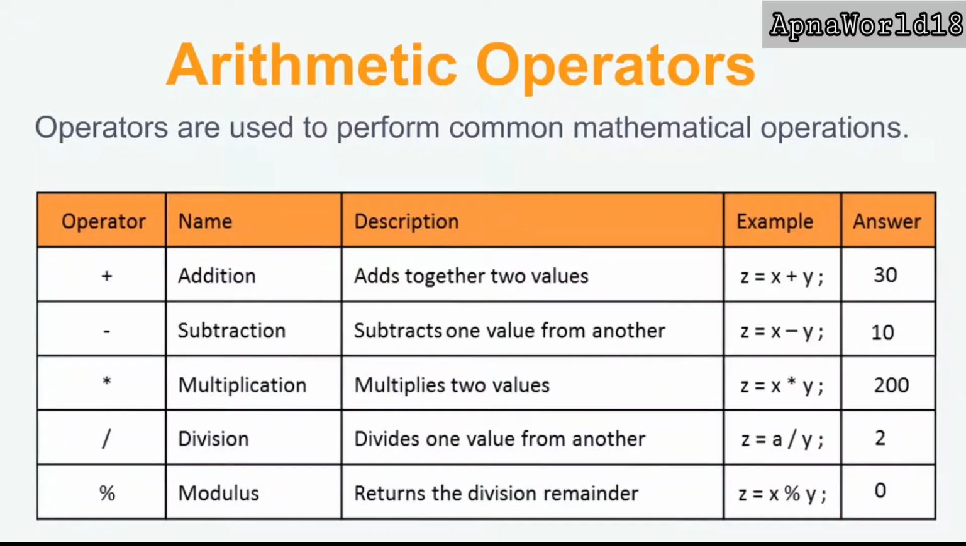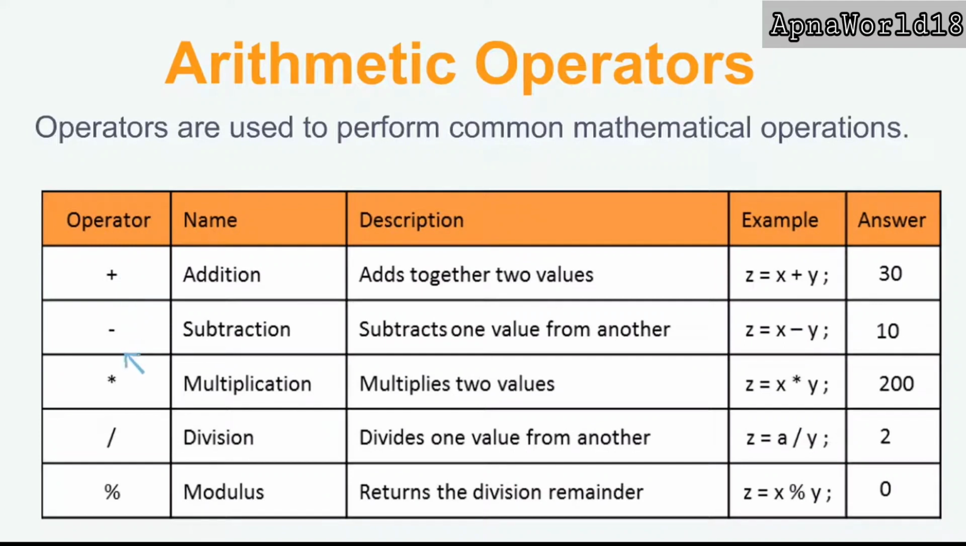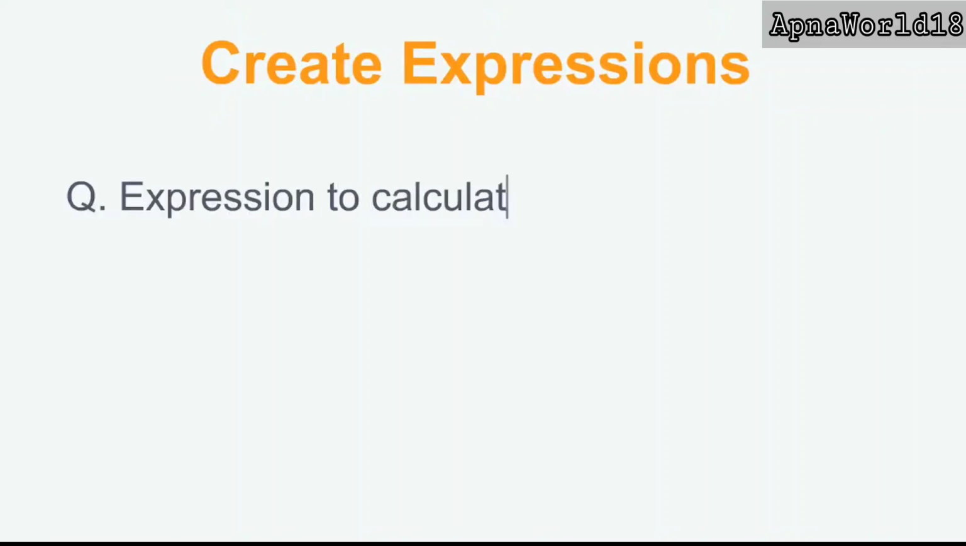There are 5 types of arithmetic operators: plus, minus, multiply, divide, and modulus or remainder. Assuming x is 20 and y is 10, the table shows syntax for all the arithmetic operators and their result. Let's create some expression with arithmetic operators.